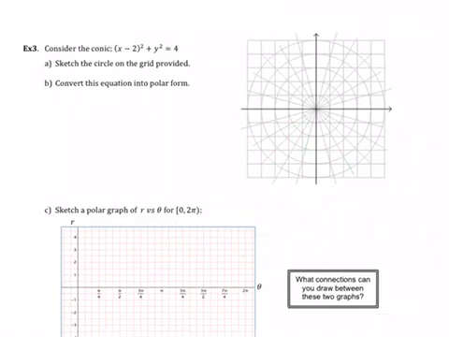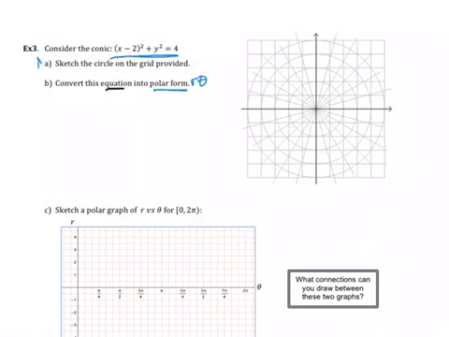So now we are going to work on converting equations from one form to another. For this particular equation, we're giving you the rectangular form. Rectangular form has x's and y's, and polar form has r's and thetas. So here it says, consider the conic (x minus 2) squared plus y squared equals 4.